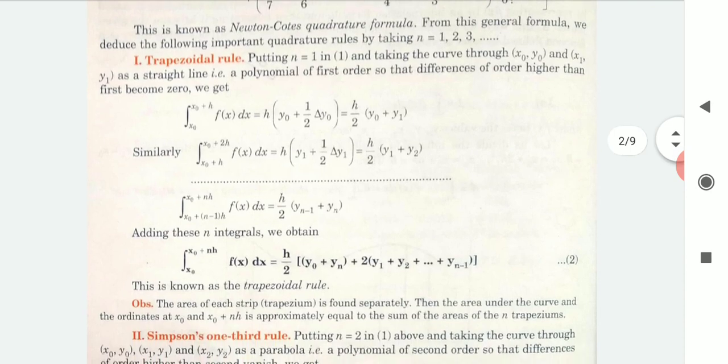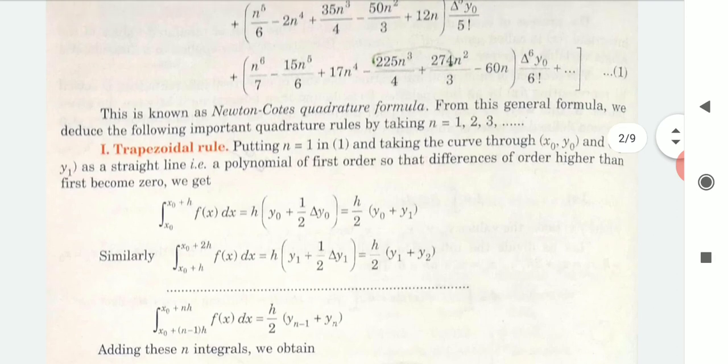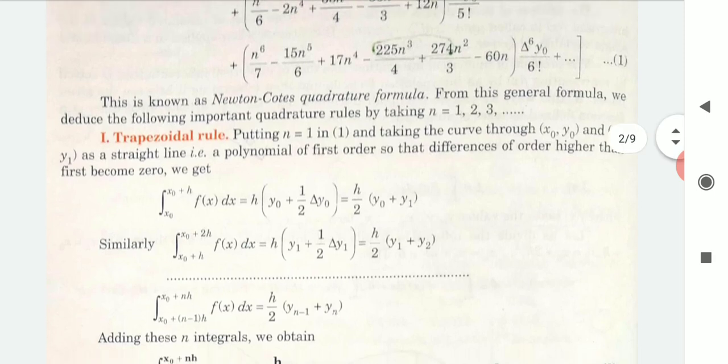Putting n is equal to 1, for getting the trapezoidal rule, equation number 1 is now the milestone equation for us. I will put n is equal to 1 in equation number 1 and take the curve through x0, y0 and x1, y1 as a straight line. That is the polynomial of first order. So the differences of order higher than first become 0. If the polynomial is of first order, other than the first differences, everything will be 0. We have seen that in the difference table.